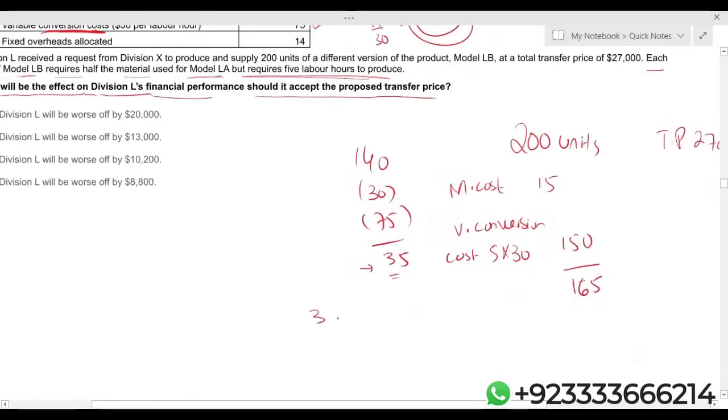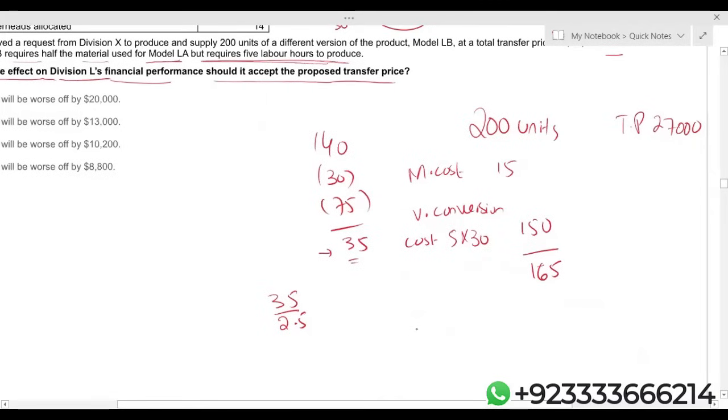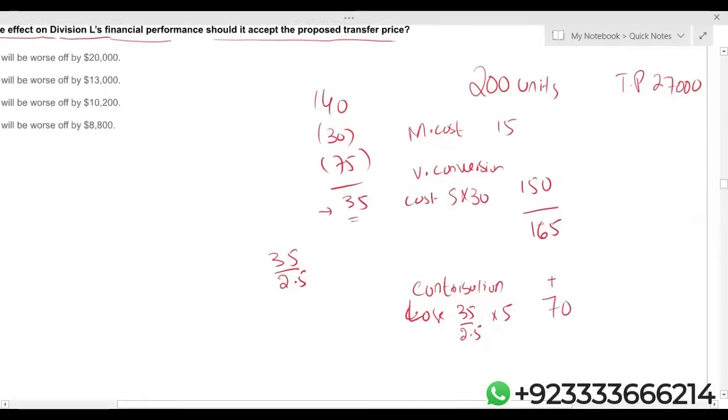Now, you can do this: 35 divided by 2.5. This will give you the contribution loss per hour. When we will be manufacturing model LB, 1 unit of model LB needs 5 labor hours. It means 35 divided by 2.5 will give me the contribution loss per hour. 1 unit of model LB needs 5 labor hours. So what will be the loss per unit? Can I say, student, logically per unit, the loss is 70.